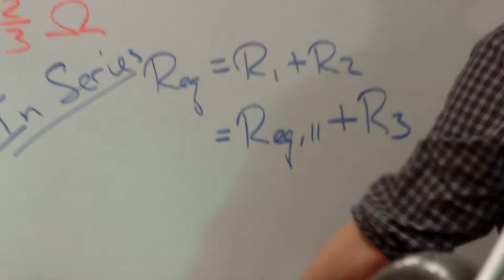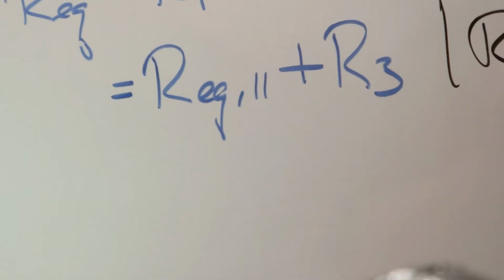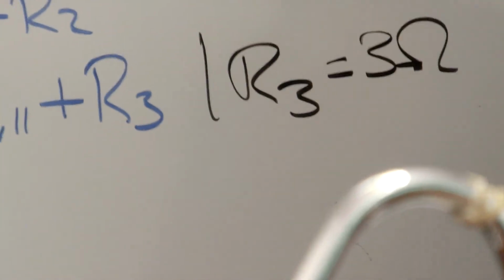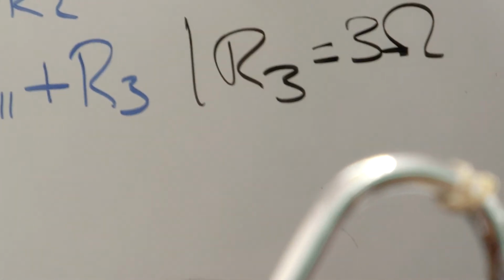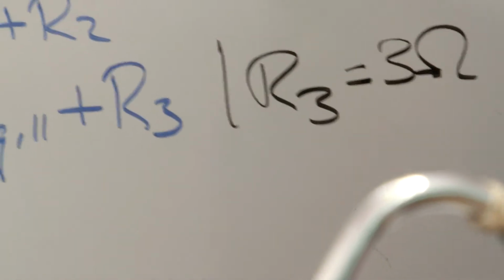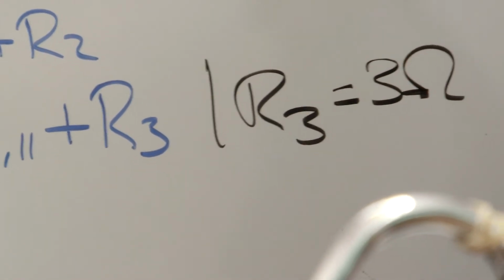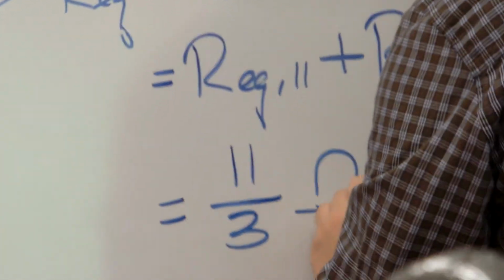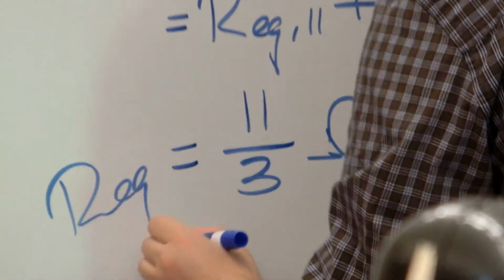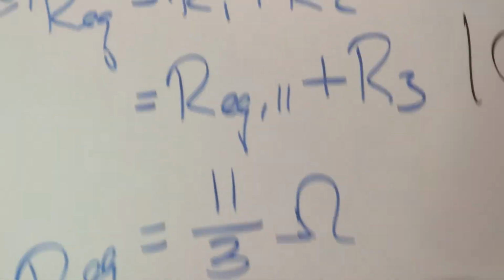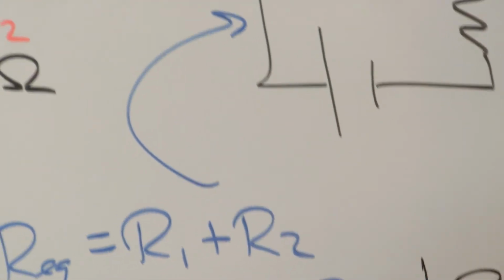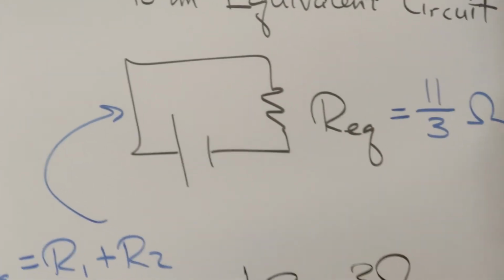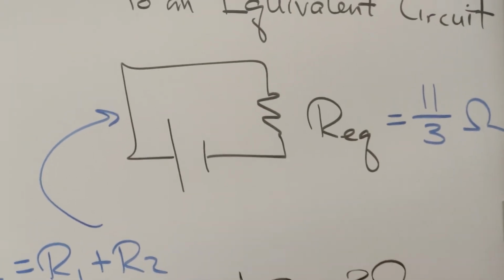So let's say that R3, being so creative, is equal to, I don't know, 3 ohms. We get a pattern. We'll go with it. What's 3 plus 2/3? 3 2/3, or 11 thirds. So this equals 11/3 ohms. Now we're down to just that one resistor.